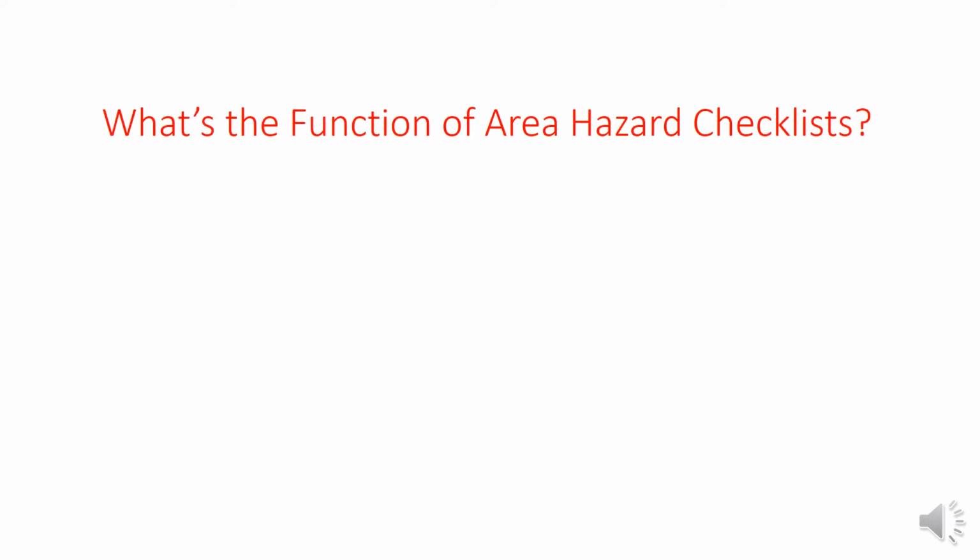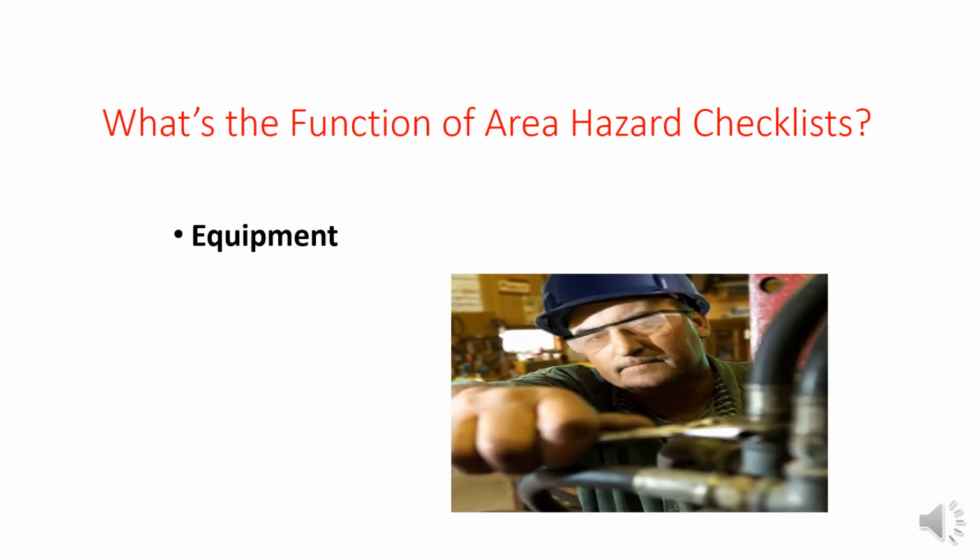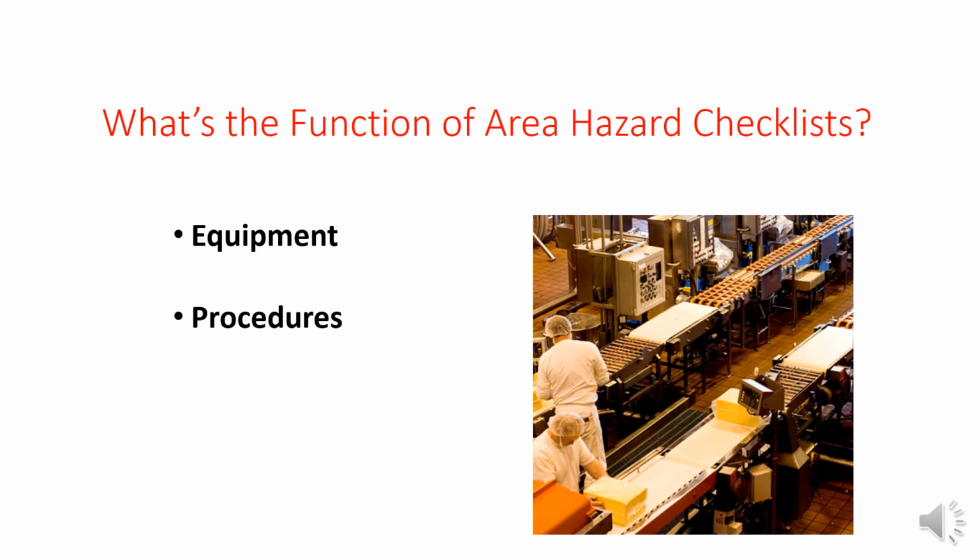So, what is the function of the area hazard checklist? Now, let us talk about the checklist. First, the function is all about the equipment. We need to look into whether the equipment is functioning optimally, whether it is consuming the raw materials as prescribed, and whether the output desired from the machine is being provided by the machine. So we need to tell it out.